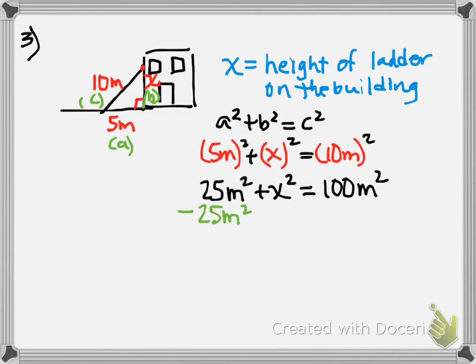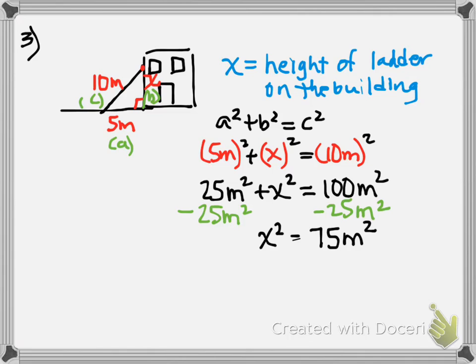Because he's positive, I'm going to subtract him from both sides. Now again, normally I don't do math with labels, but I really need you guys to see where the labels for the answer come from. So what's 100 take away 25? 75. Yeah. And then we get square meters.